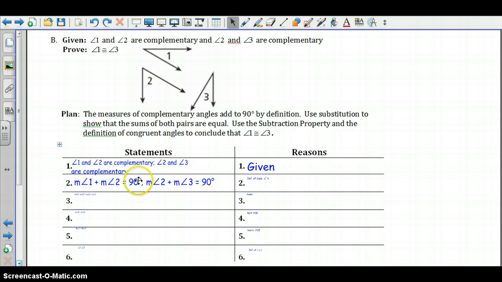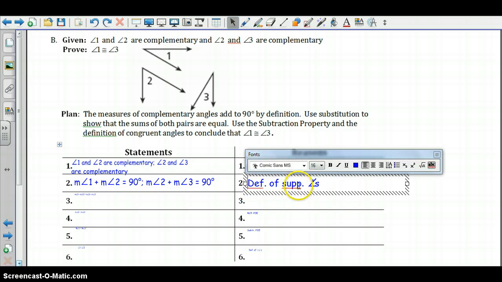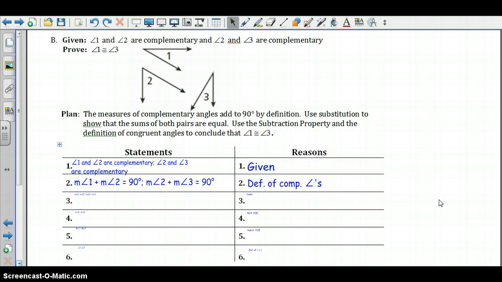Now, it would be possible to write these separately, and you can make your proof longer that way, but I'm combining steps here. And the reason for that is the definition of supplementary angles. Sorry, that should say complementary. Let's fix that. Easy fix.